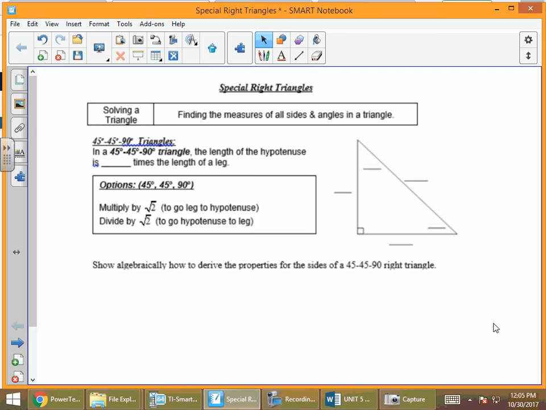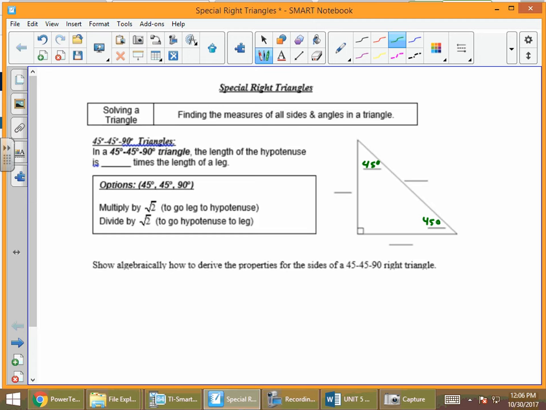So when you're solving a triangle, essentially what you're doing is finding all the angles and all the sides. Okay? And we can use these special right triangles to help us find the missing parts of triangles a little quicker. One particular special right triangle is a 45, 45, 90 right triangle, meaning that the acute angles are 45 degrees, and the third angle is 90. 45, 45, 90 right triangle.